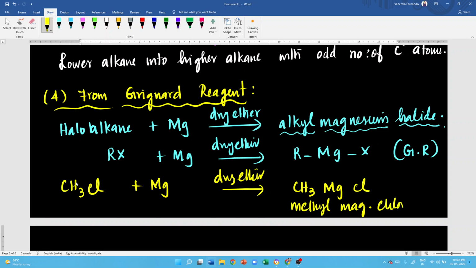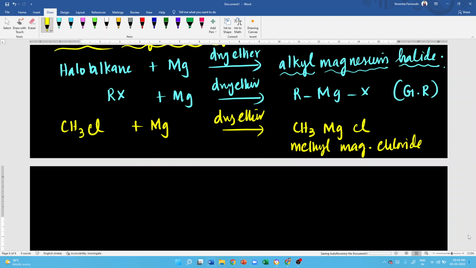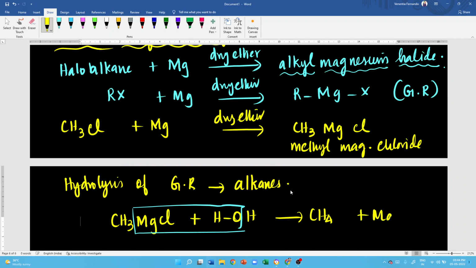Using this Grignard reagent, how can we prepare alkane? You have to hydrolyze. Hydrolysis of Grignard reagent will give alkanes. Let me take CH3MgCl. Hydrolysis means you are adding water, HOH. Box this out like this. So CH3 plus H will give you CH4 plus MgClOH. The Cl is not directly attached to OH, only OH is attached to Mg. The name of the compound is methane.